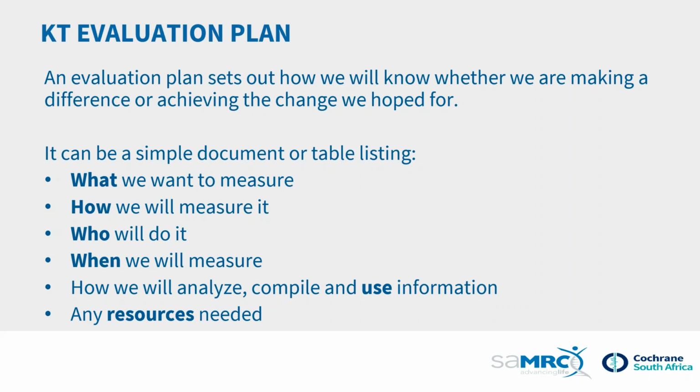So just again to emphasize the difference between a KT strategy and a KT evaluation plan. A KT strategy is about planning and implementing activities, processes, and outputs to achieve desired outcomes, while a KT evaluation plan is about measuring whether the planned or implemented KT activities, processes, and outputs actually led to the desired change.